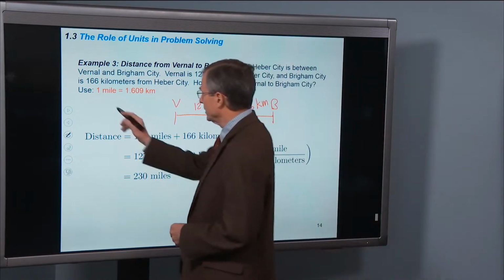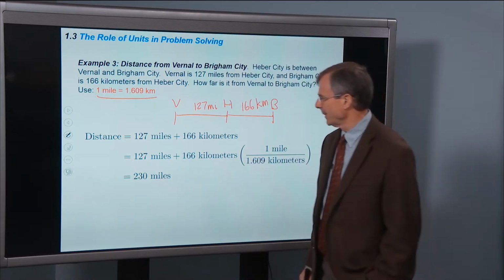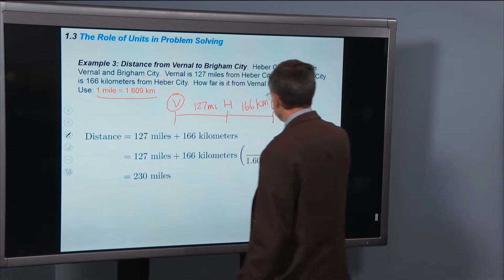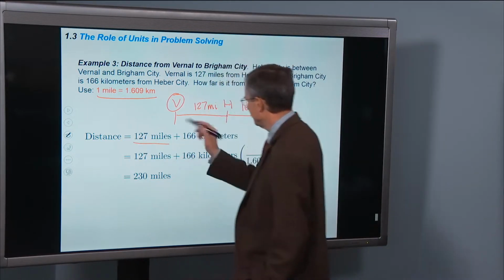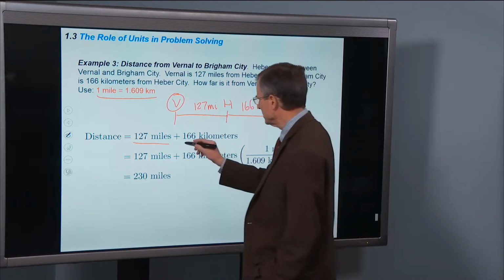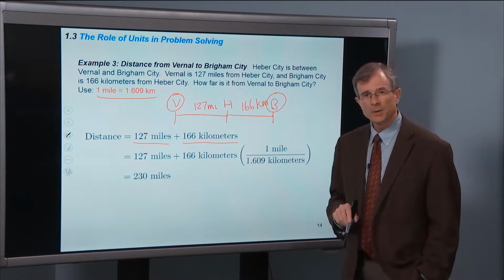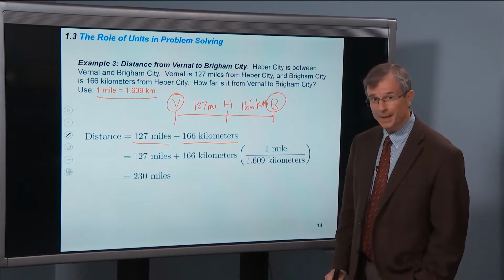And we've been given a conversion factor of 1.609 kilometers. All right, well, the distance from Vernal to Brigham City is 127 miles from Vernal to Heber, plus 166 kilometers from Heber to Brigham City. And you say, well, all I have to do is add those two numbers up. And I say, yeah, kinda.